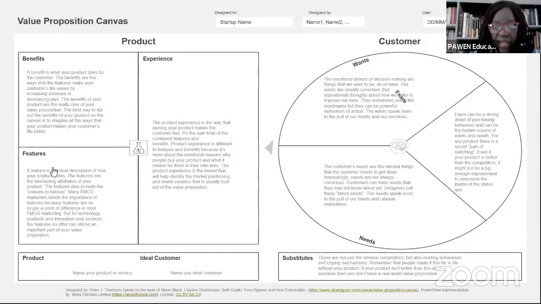If you're producing skincare, let's say you're making a face mask, what are the features of the product? Oh, it is natural and it is organic. It is white in color. It is soft to the skin. You just list what the various features of the product are.